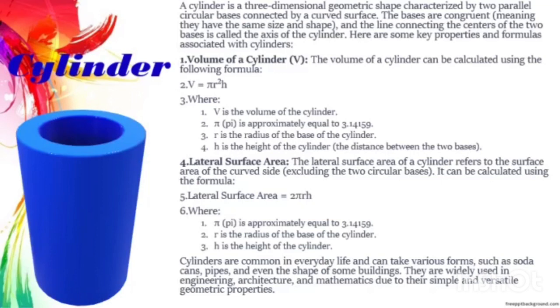Lateral surface area. The lateral surface area of a cylinder refers to the surface area of the curved side, excluding the 2 circular bases. It can be calculated using the formula lateral surface area = 2πrh, where pi is approximately equal to 3.14159, r is the radius of the base of the cylinder, and h is the height of the cylinder.